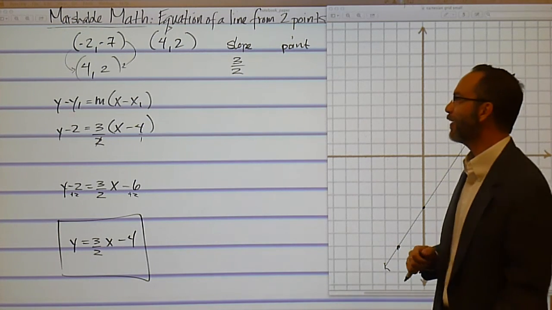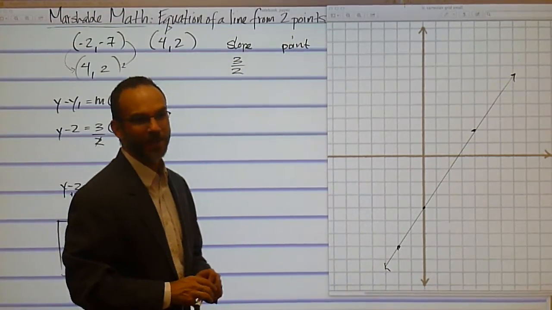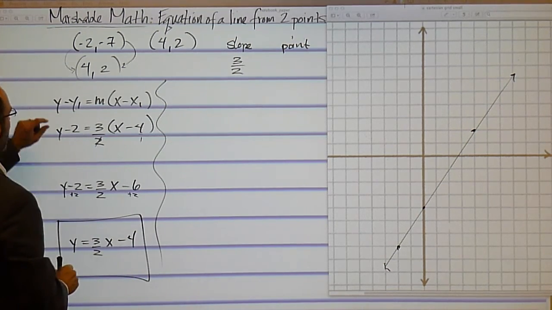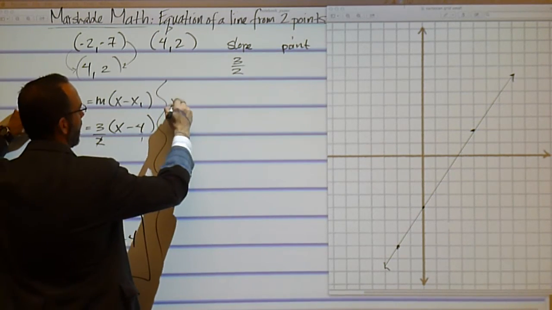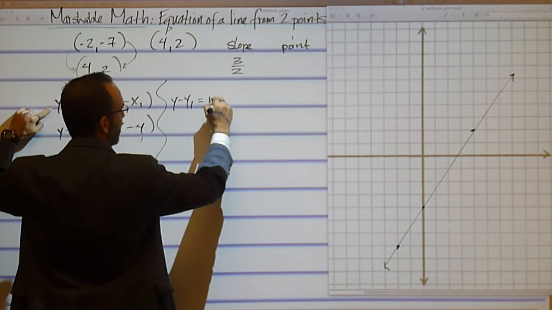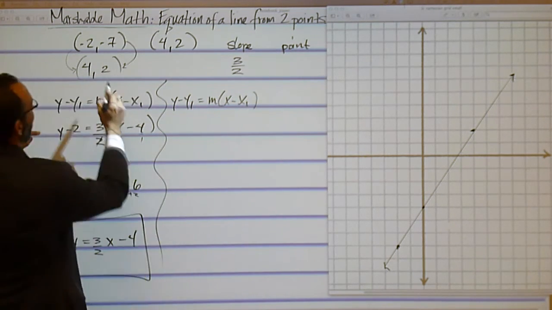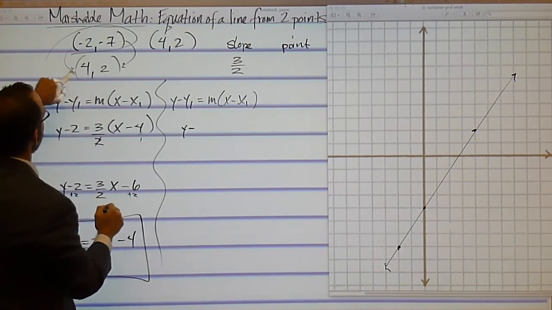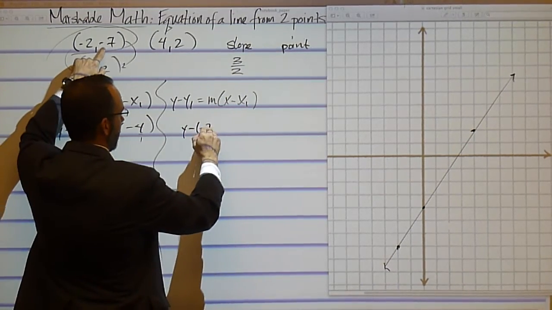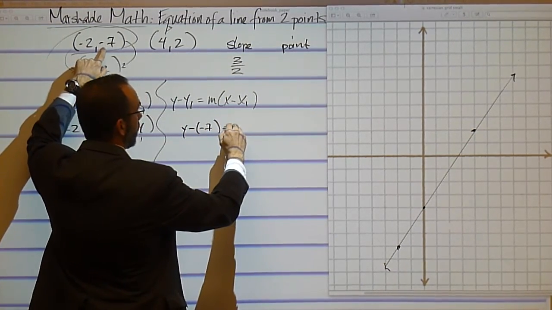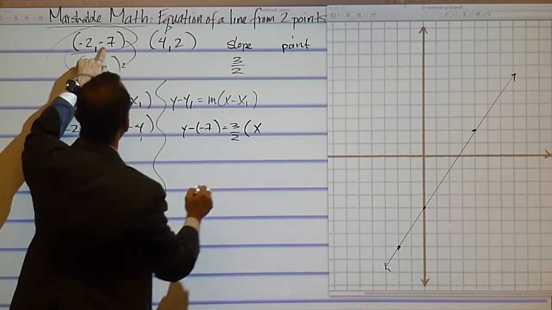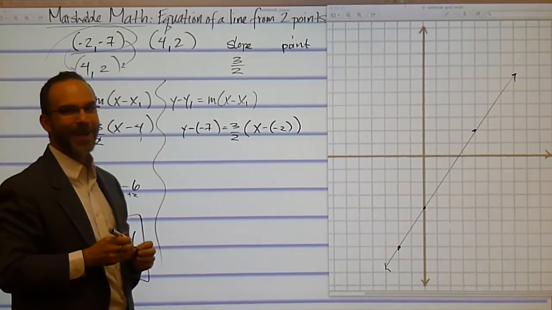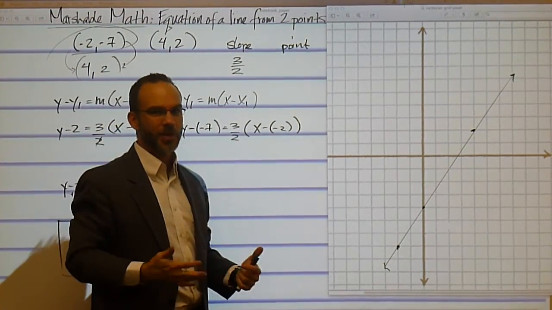Maybe you're one of the folks that actually likes the negative points. That's okay. Nothing wrong with that. Let's try that. So, new solution using the same formula. y minus y1 is equal to m times x minus x1. But now let's pick the -2, -7 point. So y minus the y value, which is -7, is equal to the slope, which is 3/2, times x minus the x value, which is -2. Man, lots of negatives in there, right?